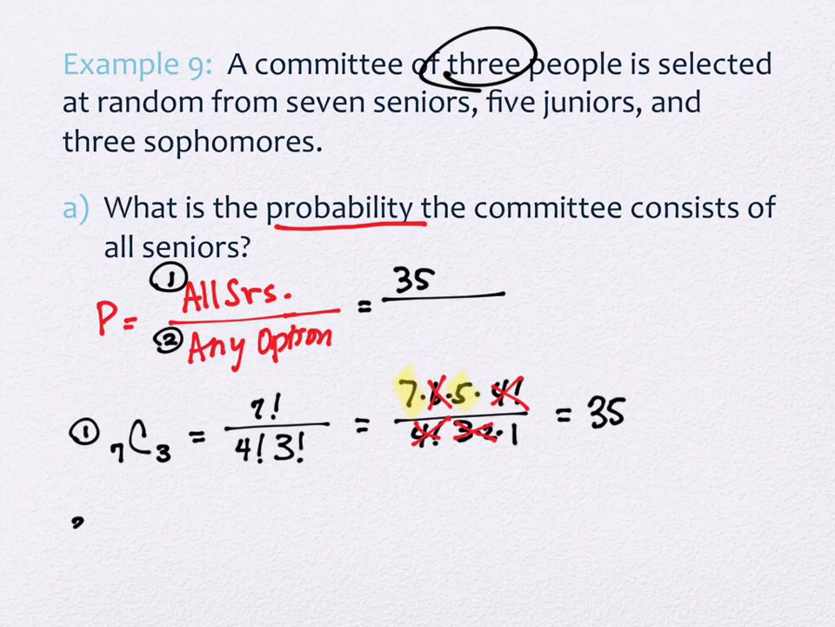I'm going to do step 2, which is any committee. Any committee means any of these people can be on it. How many of these people am I referring to? What does it say? I'm still selecting 3 people, but how many people do I have to choose from? 15. There are 15 people described here, by their classification. There's 15 choices. And I'm still selecting 3 people.